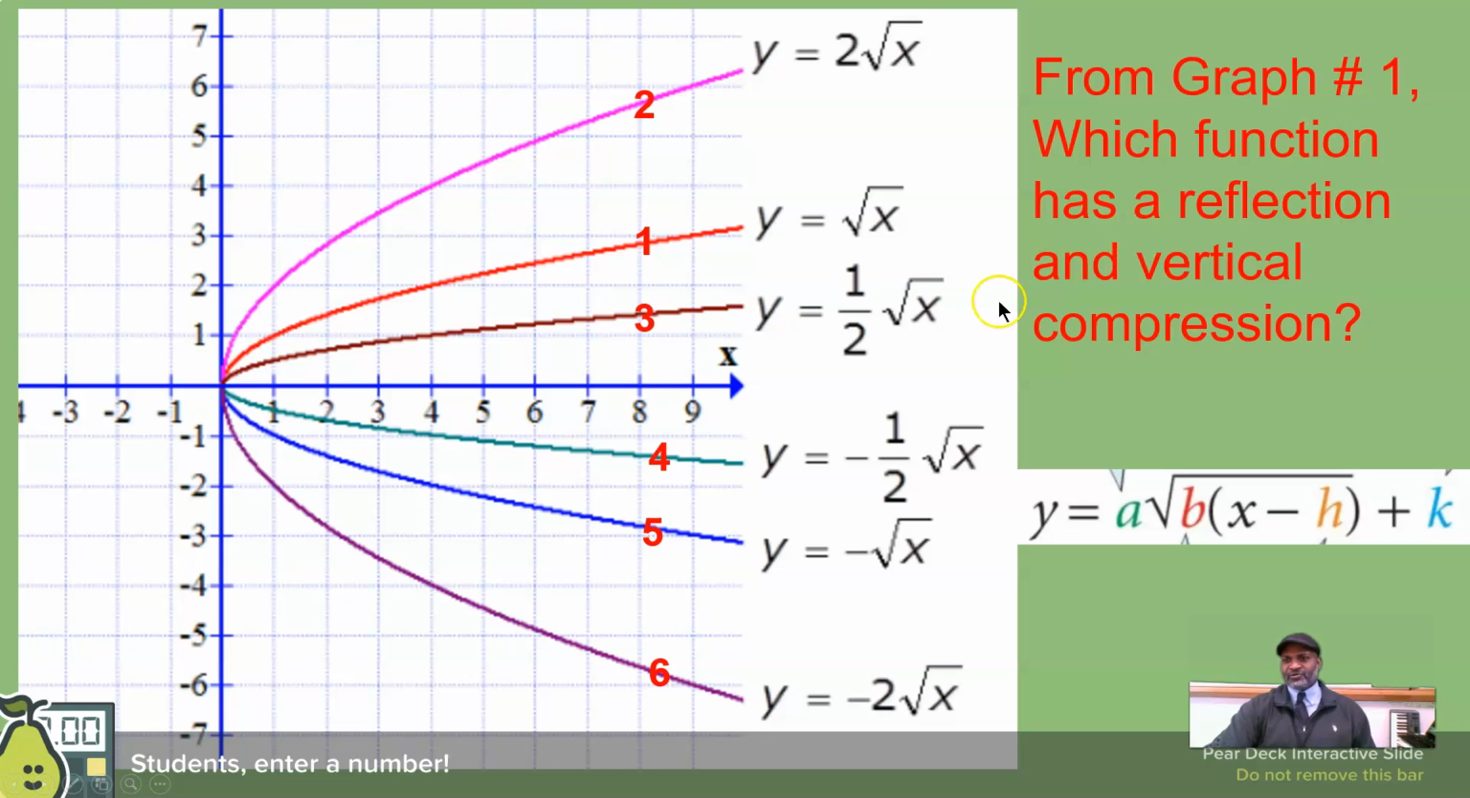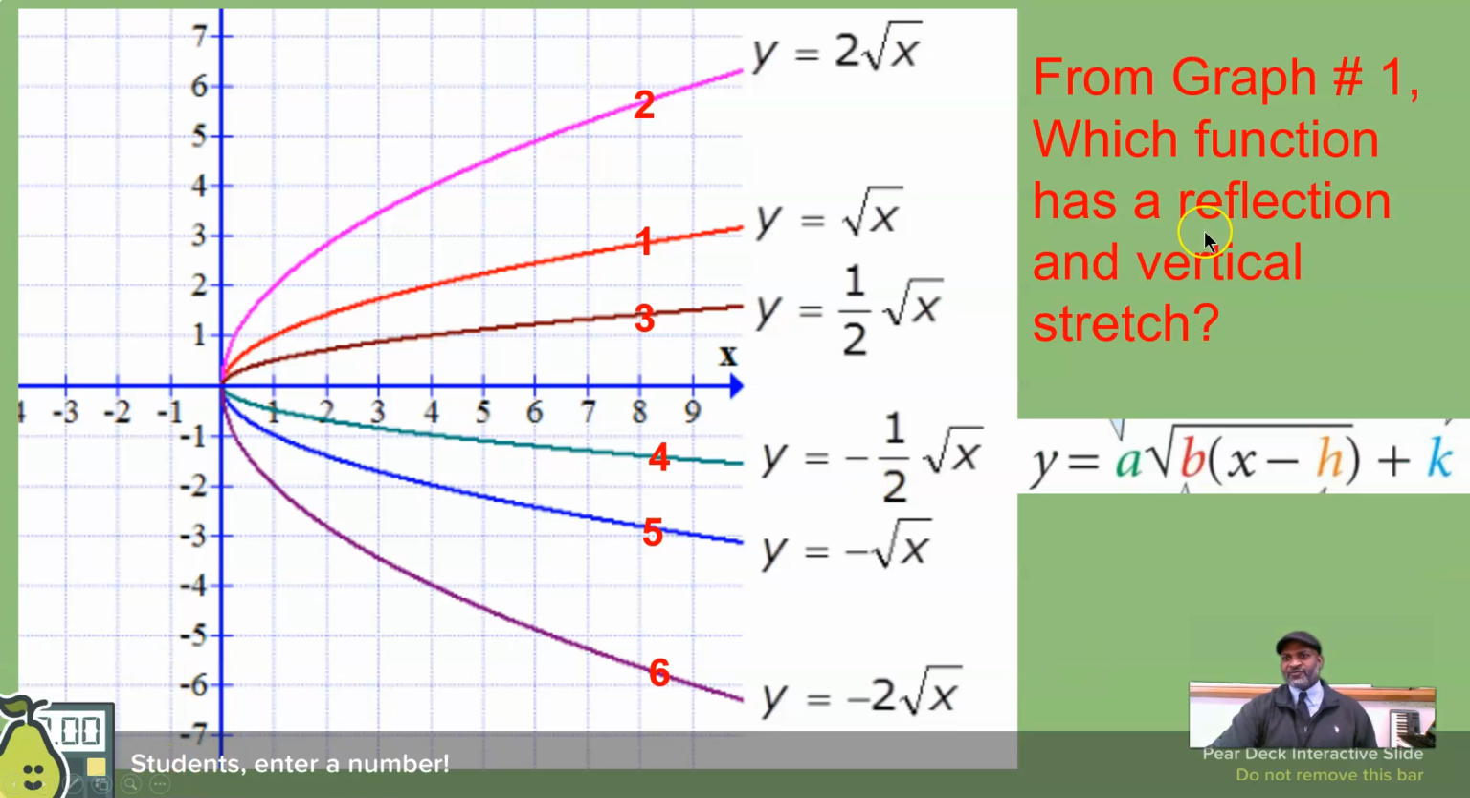And from graph number 1, which function has a reflection and a vertical compression? Well, you know the negative sign is going to give you the reflection. So that would be one of these down here. But which one of these is a vertical compression? Number 4. It has a reflection, there's your minus sign there, and your vertical compression. Remember, if A is a number between 0 and 1, you're going to have a compression.